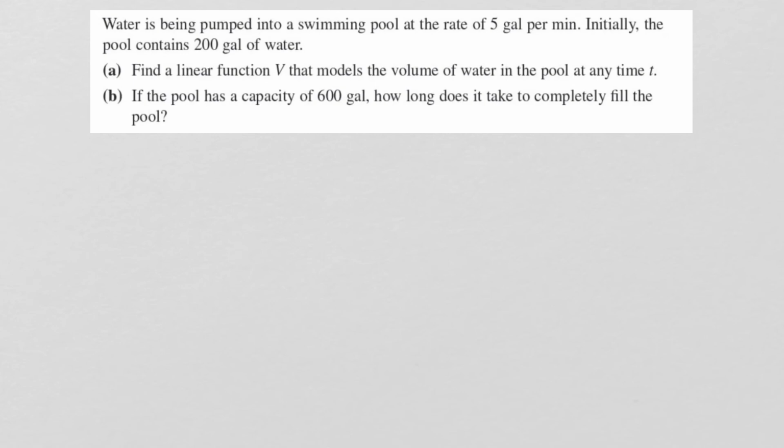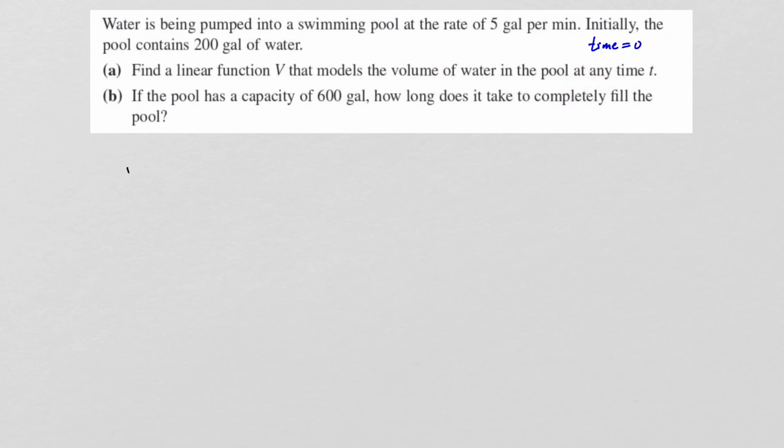For our final example, we have the following. Water is being pumped into a swimming pool at a rate of 5 gallons per minute. So that 5 gallons per minute is our rate of change. Initially, the pool contains 200 gallons of water. The 200 gallons of water is our y-intercept, so to speak, because it says initially the pool contains that much water. Initially means when time equals 0. So what we want to do here is find a linear function v that models the volume of water in the pool at time t.